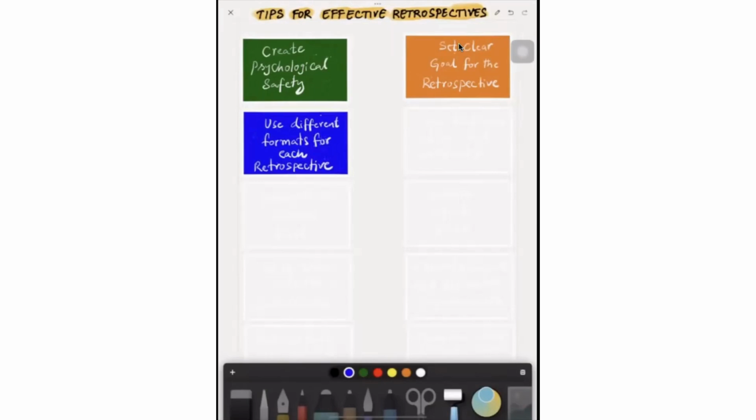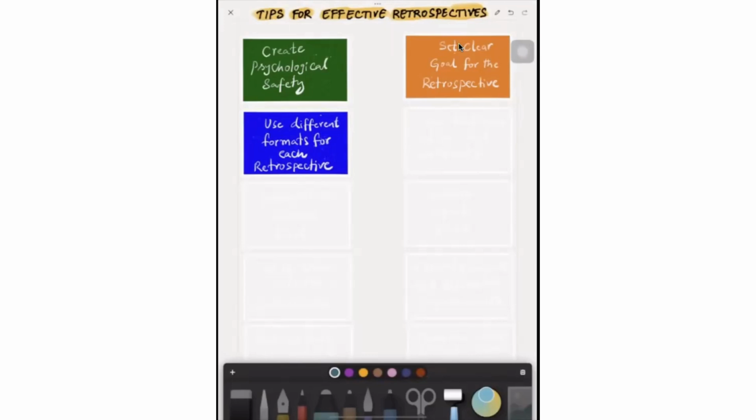So use different formats for each retrospective. Imagine you like biryani. For the next 30 to 40 days, what happens if you eat biryani for lunch and dinner? You'll start hating it. It won't be your favorite dish anymore. Similarly, if you use the same technique for conducting the retrospectives more than 2 to 3 sprints continuously, people will be bored, non-engaging, non-interactive.